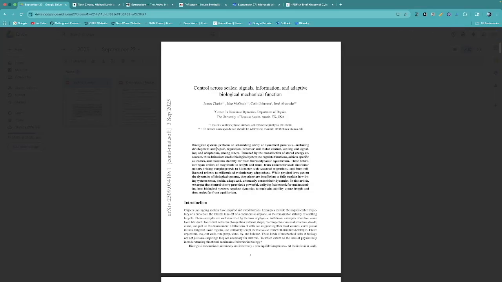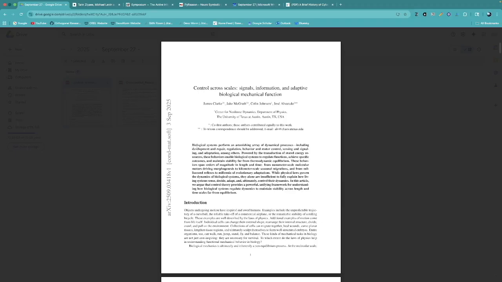Okay, why don't we do a paper before we conclude for today. This paper is called Control Across Scales, Signals, Information, and Adaptive Biological Mechanical Function. This is from the arXiv, and it's from the Nonlinear Dynamics group at the Department of Physics at UT Austin. So they're interested in a physics approach to control and thinking about many different types of systems, much as we have been talking about in the cybernetic imperatives paper.